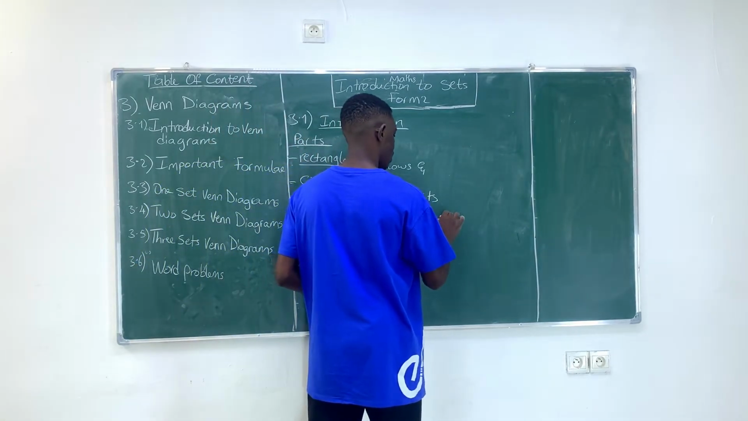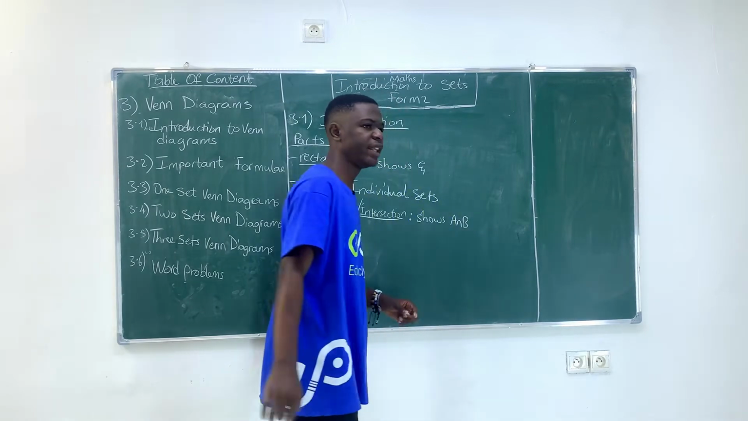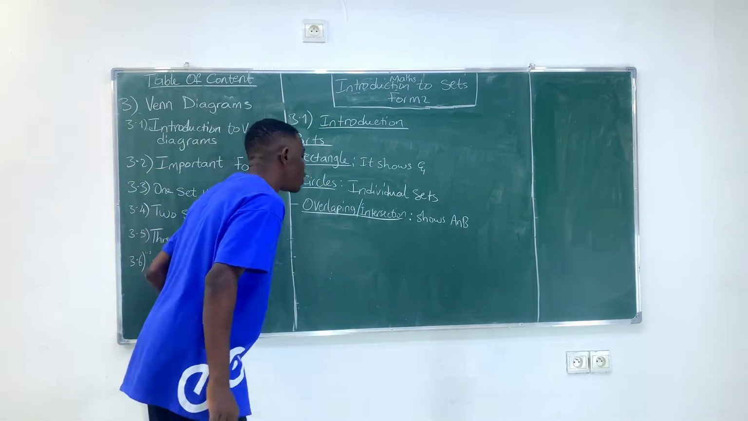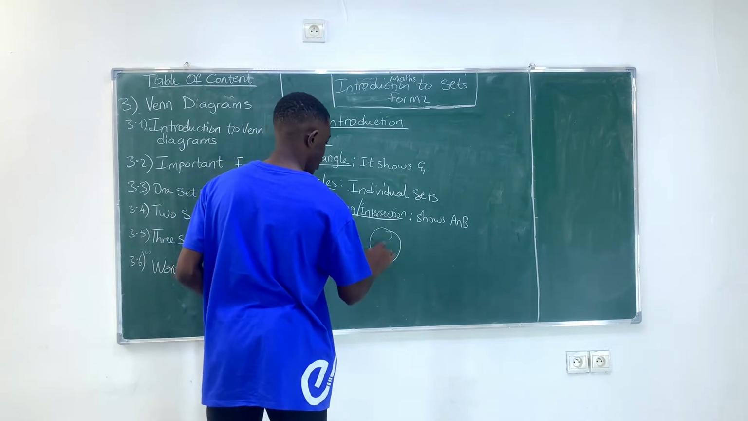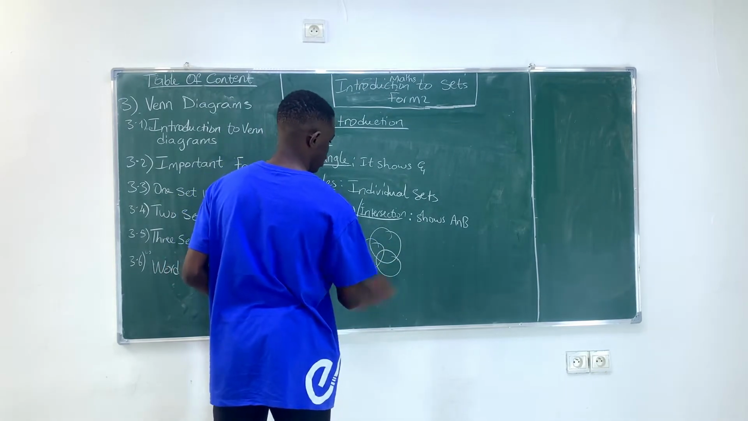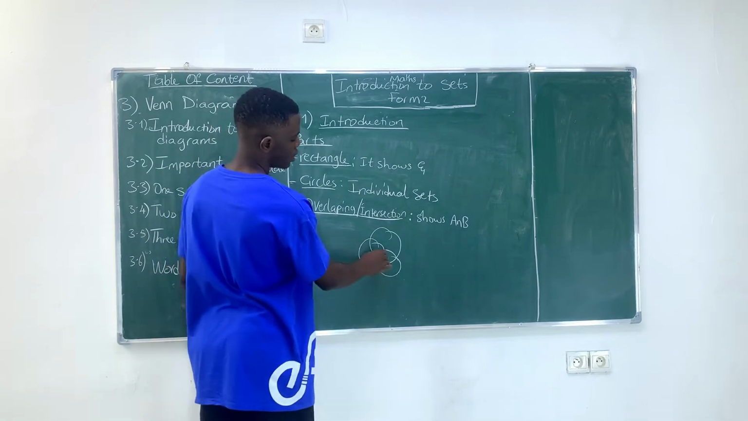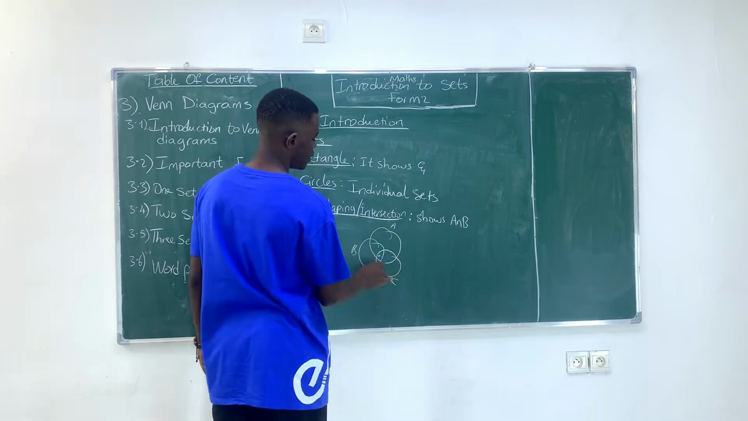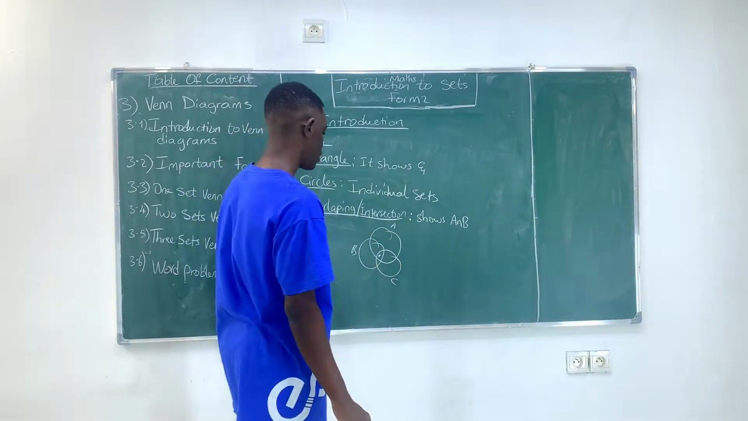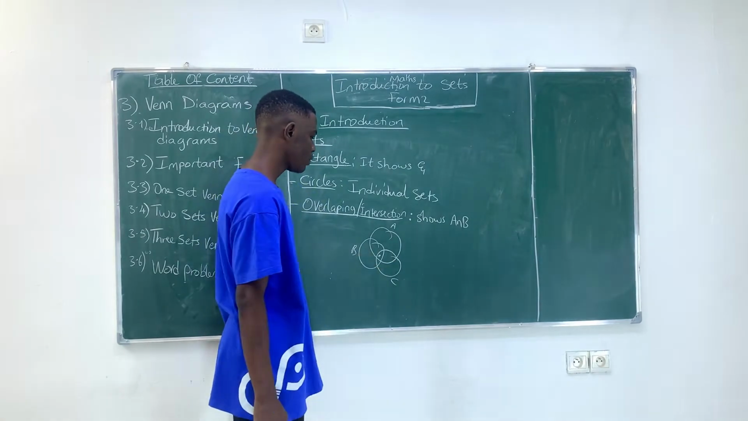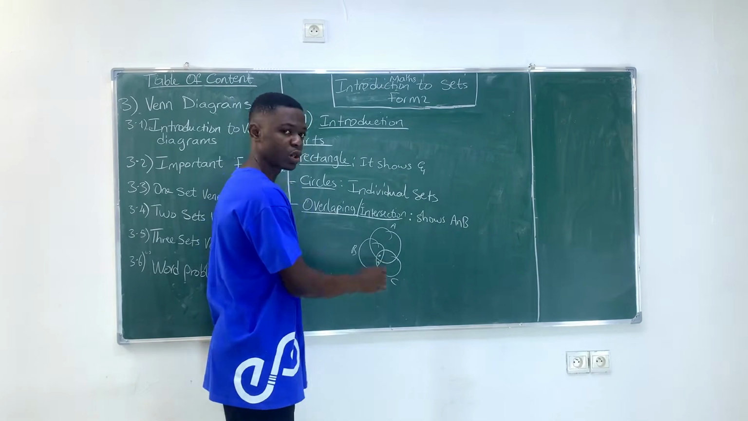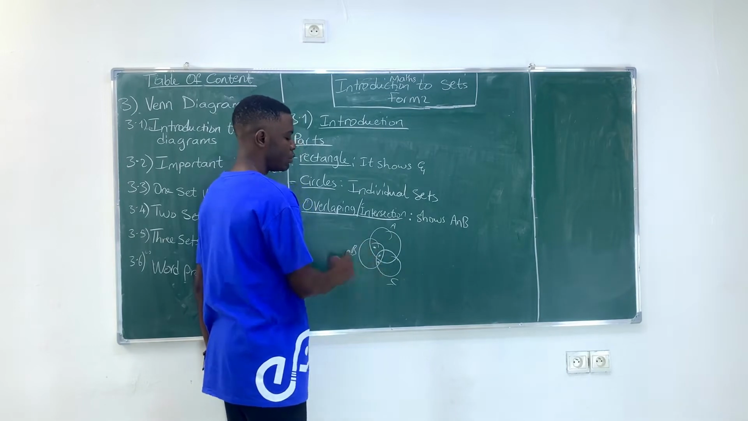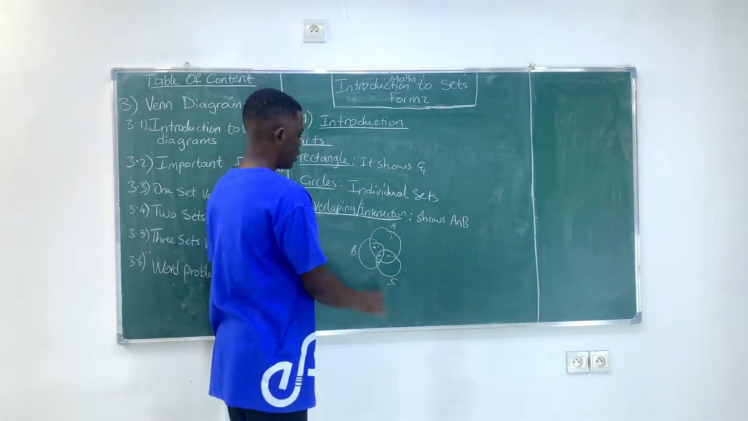It shows A intersection B, or any set intersection any other set. It's not always for 2 sets. It could be for 3 sets. For example, you have one set here, one set here, one set there. This is A, this is B, this is C. This point here is the intersection between these 3 sets. This point here is the intersection between B and C. This point here is the intersection between A and B, and here is between A and C.